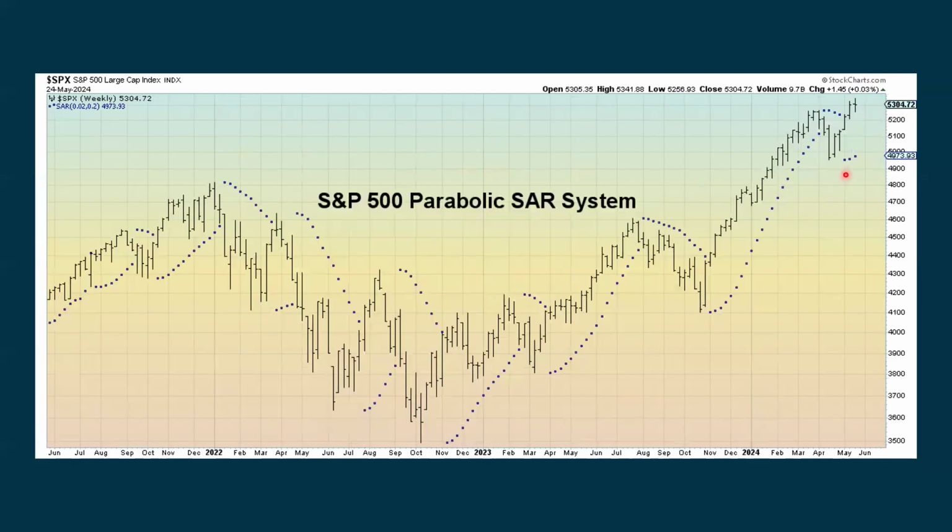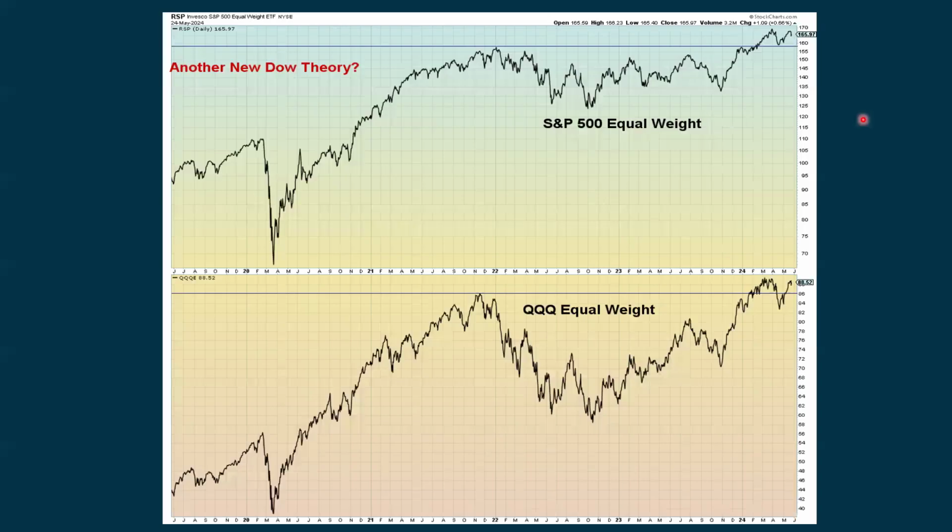However, on the weekly chart, so a little bit further time frame here, we still have the dots underneath. So longer term is positive, we just need to see that confirmed in the shorter term. And then here is the new Dow theory. So if you didn't get it before, here's that chart. I guess I did put this on the negative side.